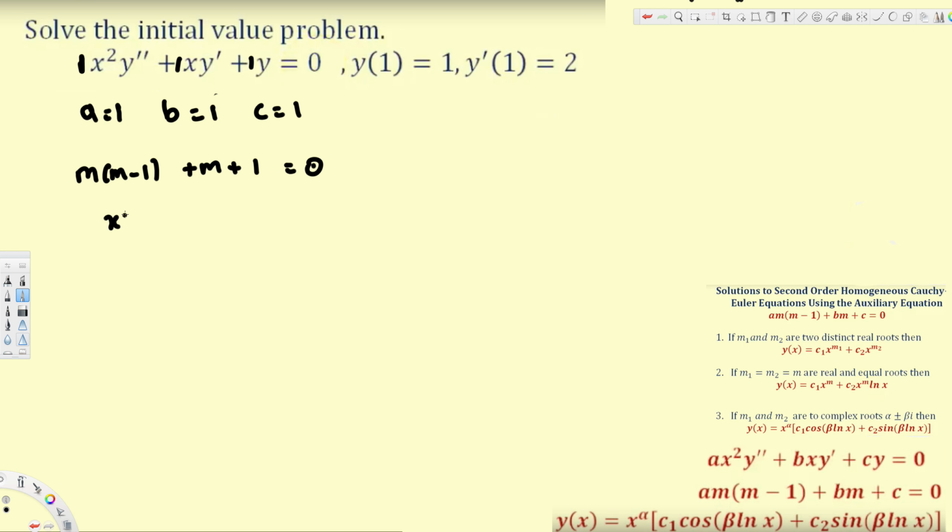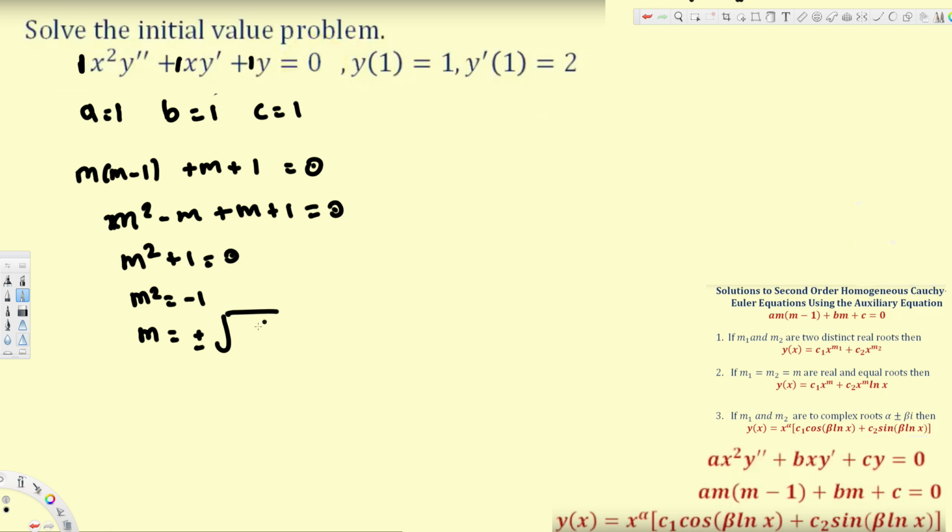This is going to be m squared minus m plus m plus 1 is equal to 0, and here we are getting m squared plus 1 is equal to 0. Therefore m squared is equal to negative 1, and m is going to be plus or minus the square root of negative 1, that's plus or minus i. Here we are getting a complex number. So since we have a complex number, this means we have to go for this one. We are getting complex roots, so this is going to be our general solution for this differential equation.